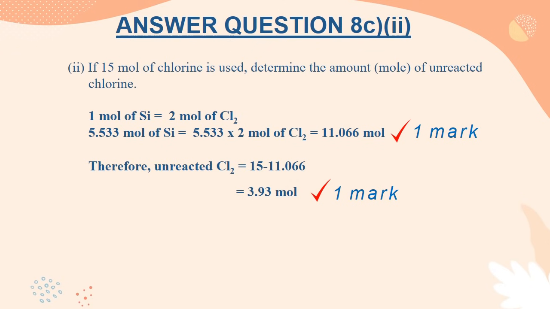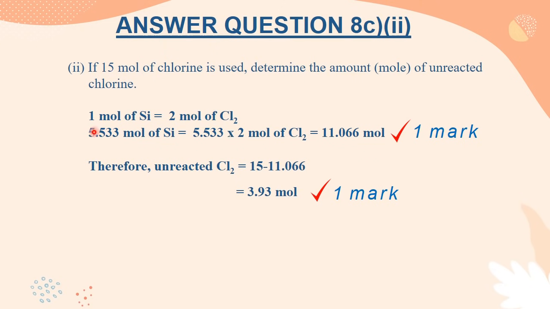Okay, now we look to question 8c2. If 15 mole of chlorine is used, determine the amount of unreacted chlorine. Okay, sebab kita tahu excess chlorine. So dia nak cari the amount of unreacted chlorine. So from equation, we know 1 mole of silicon need or react with 2 mole of chlorine.